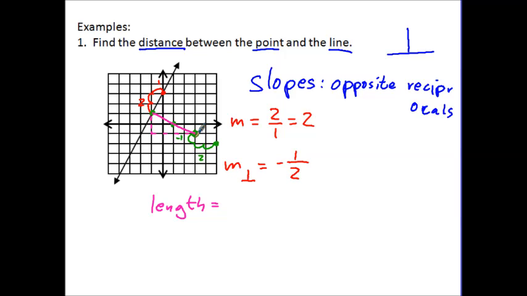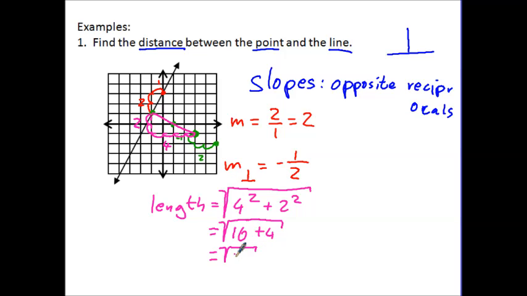So I'm going to count the length of this leg, which is 1, 2, 3, 4, and the length of this leg, which is 1, 2, and we know that the length of our hypotenuse, which is essentially the segment that we're looking for, is the square root of 4 squared plus 2 squared. In other words, the square root of 16 plus 4. And this is the square root of 20.